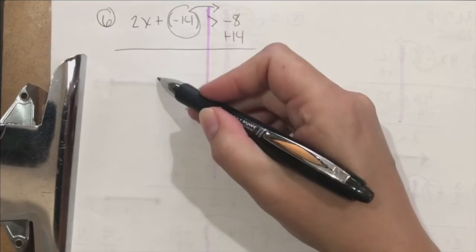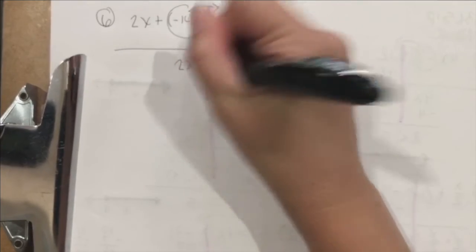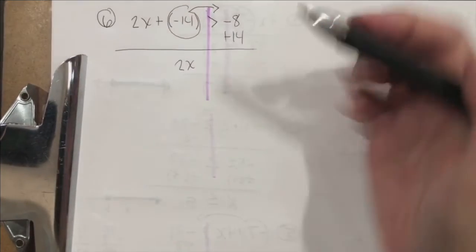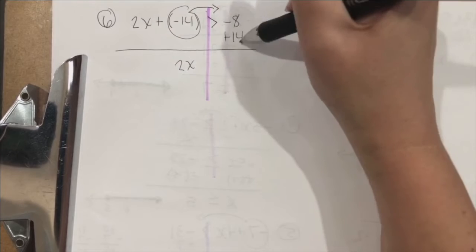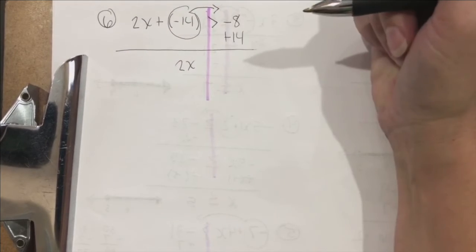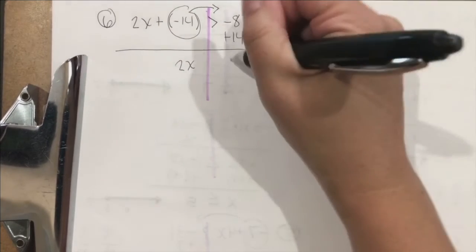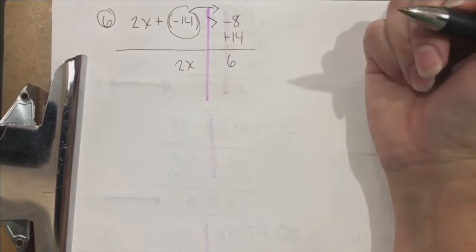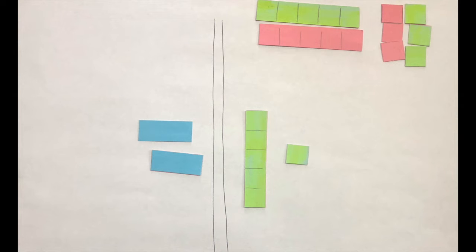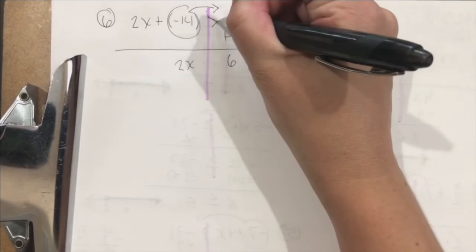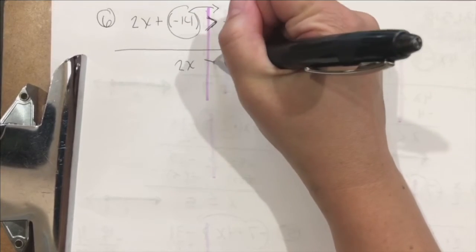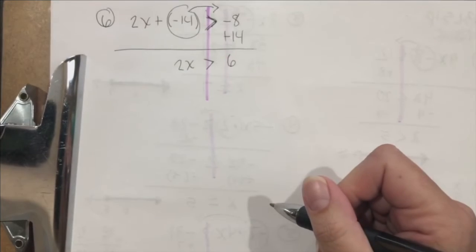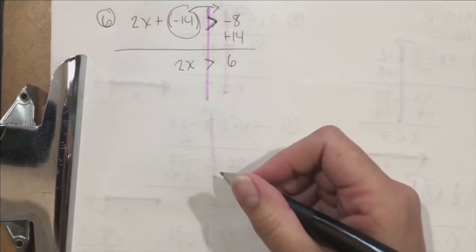All we have left on this side are the 2 x's, because we flipped those 14 over. They became positive. We're going to cancel out with these negative 8. And we'll be left with 6 positives. This sign here stays the same. And now we're moving to the next step.